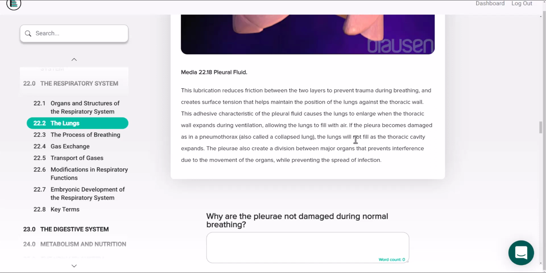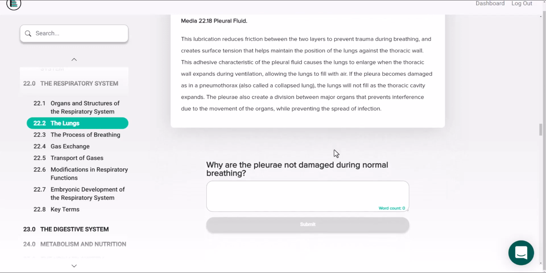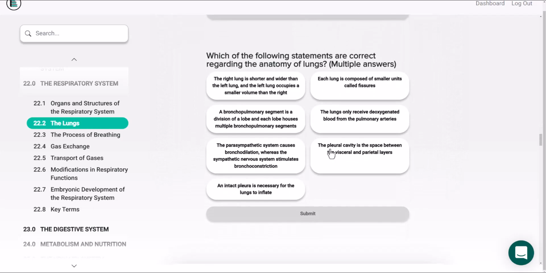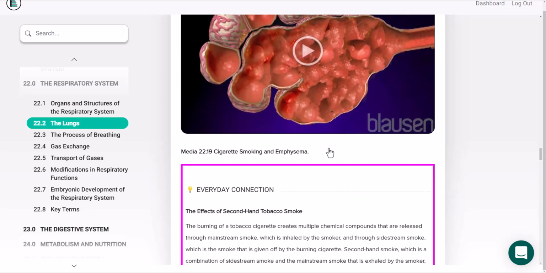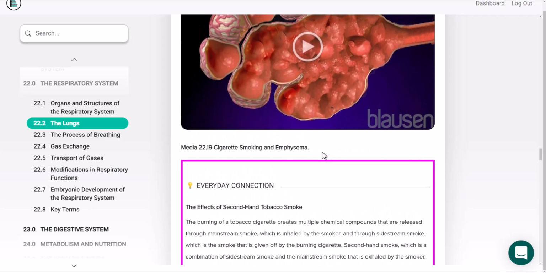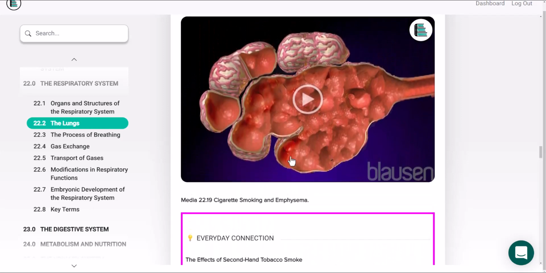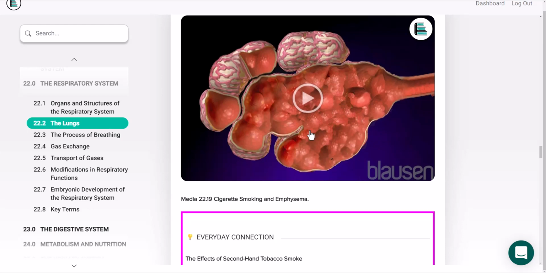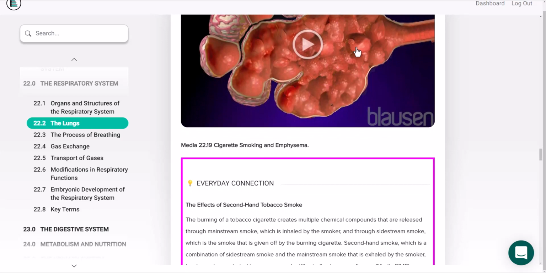And it's also possible for fluid to build up in that pleural cavity, and that condition is called pleurisy, and that simply makes it more difficult for the lungs to expand. Smoking can lead to emphysema and COPD. You'll learn a lot more about these conditions next semester. However, the irritants that come into the alveoli over time destroy the alveoli.